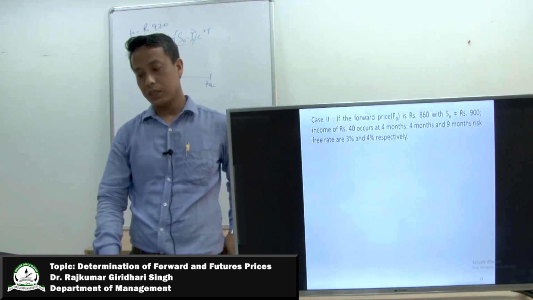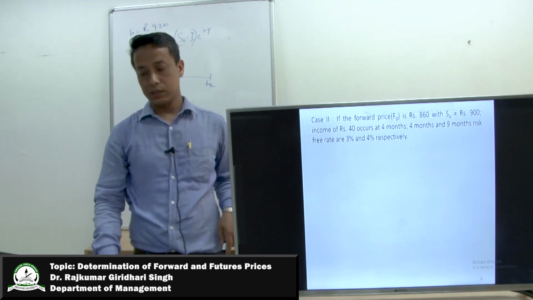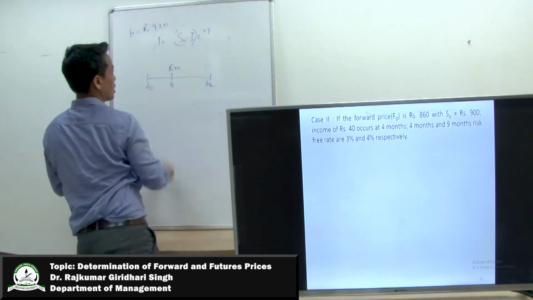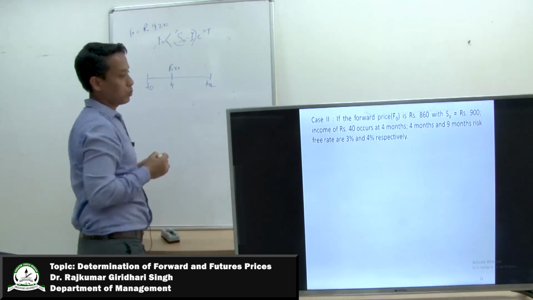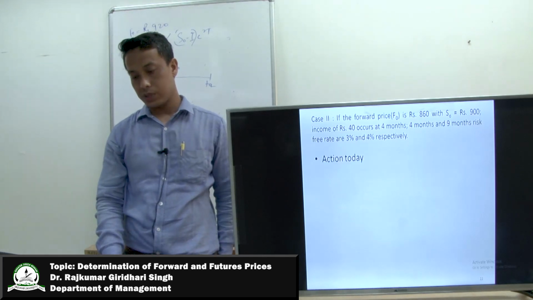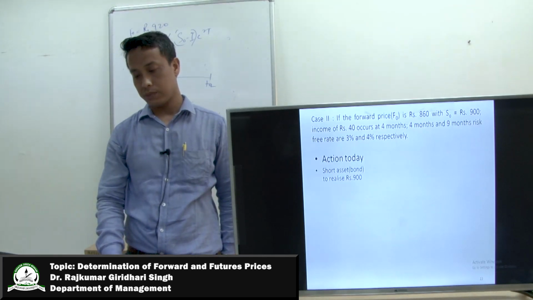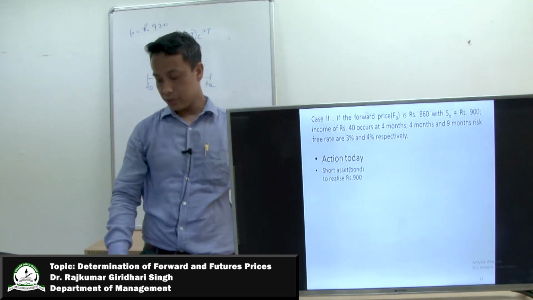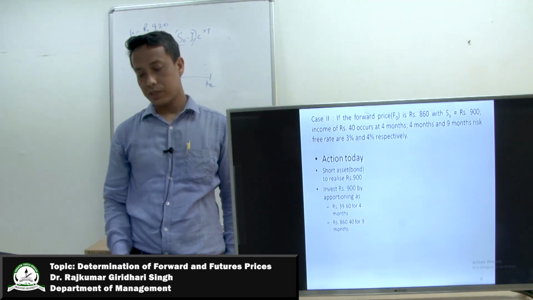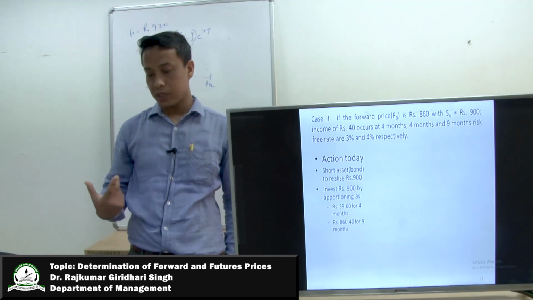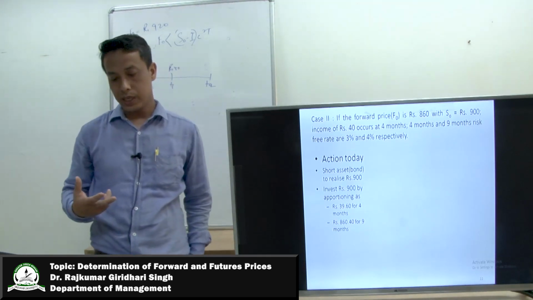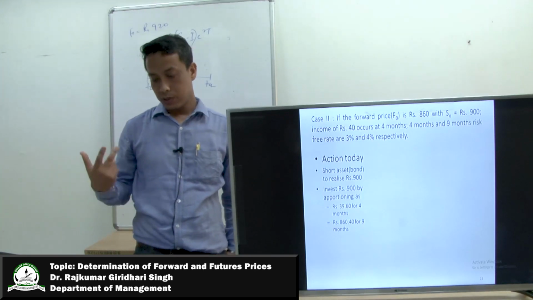So the same thing we can find in the case too. We can simply change this one, and still arrive at an arbitrage profit. I'll go a bit faster because it's quite similar to the first problem. In this case also, reverse cash and carry model. You short the bond for rupees 900, and you invest that by apportioning again into two. In the previous case, when forward price was more than spot price, what we did was we borrowed in 2 portions, for 4 months and for 9 months.